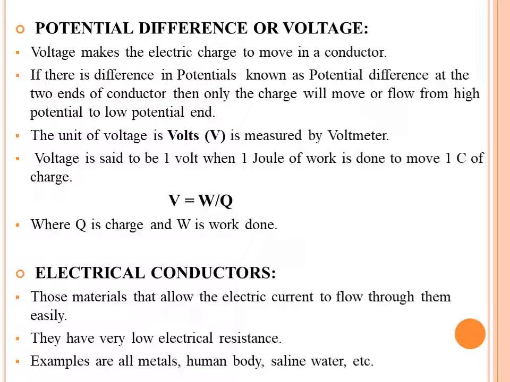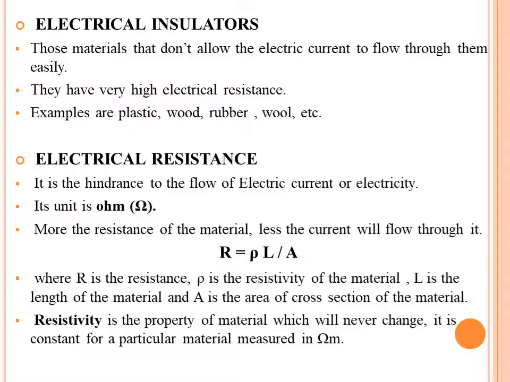Then comes the next one, electrical conductors. Those materials that allow electrical current to flow through them easily are known as electrical conductors. These materials have very low resistance. For example, all the metals like copper, aluminium, silver, or the alloys of metals, human bodies, saline water, etc. These are conductors of electricity. Next one is electrical insulators, the opposite of conductors. These materials do not allow electric current to flow through them easily. They have very high electrical resistance. Examples are plastic, wood, rubber, wool, cotton, etc.